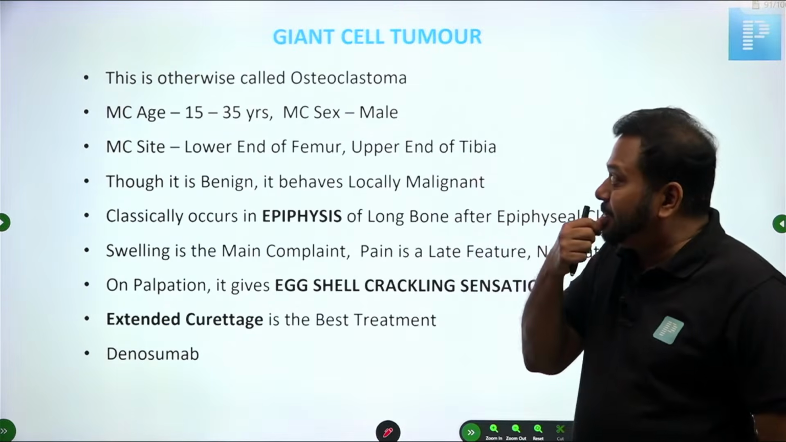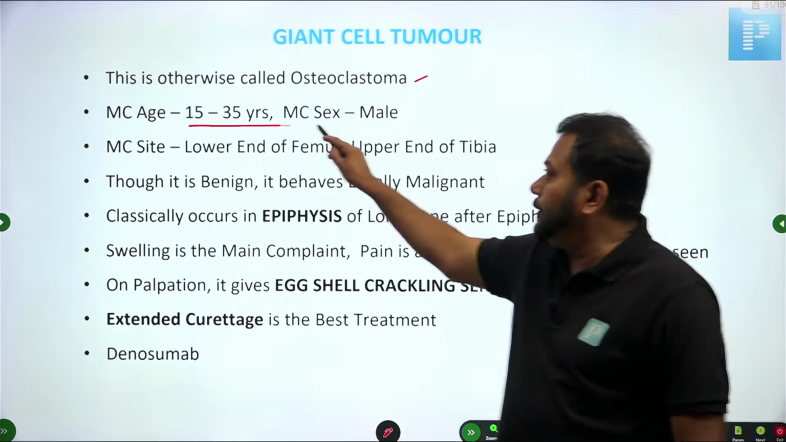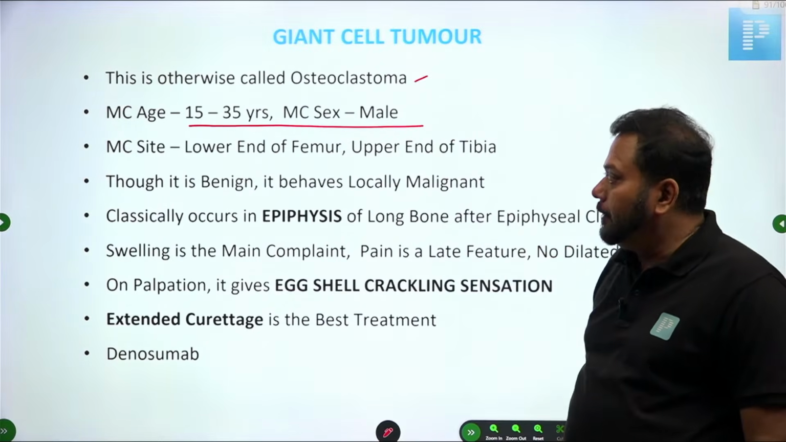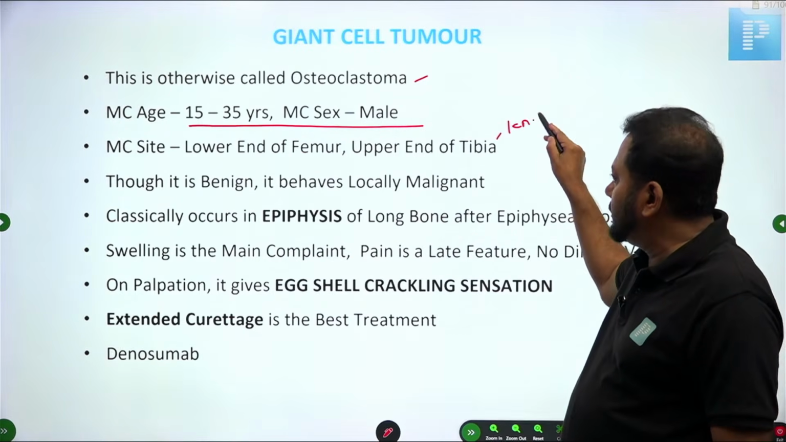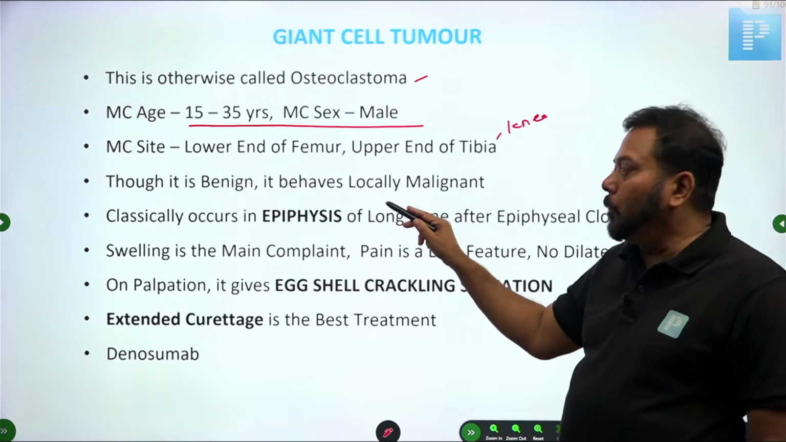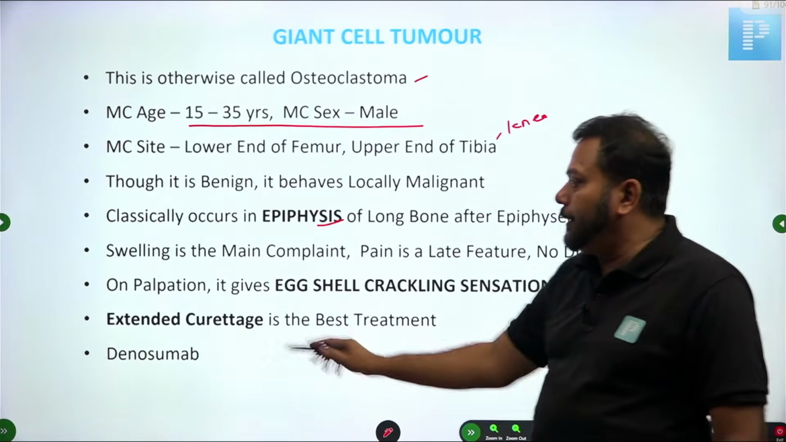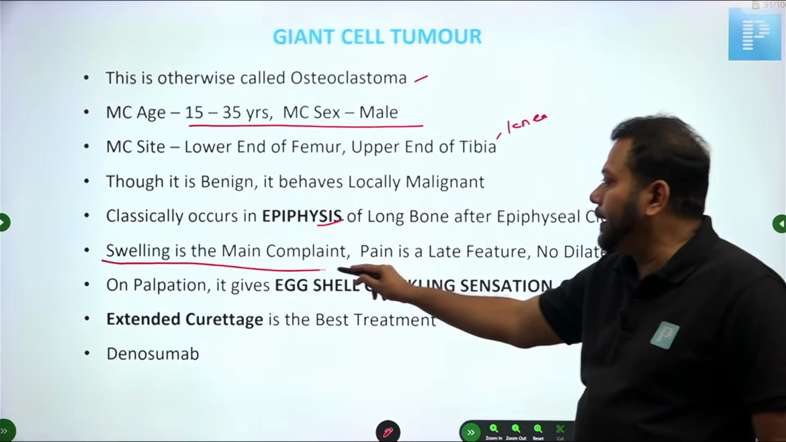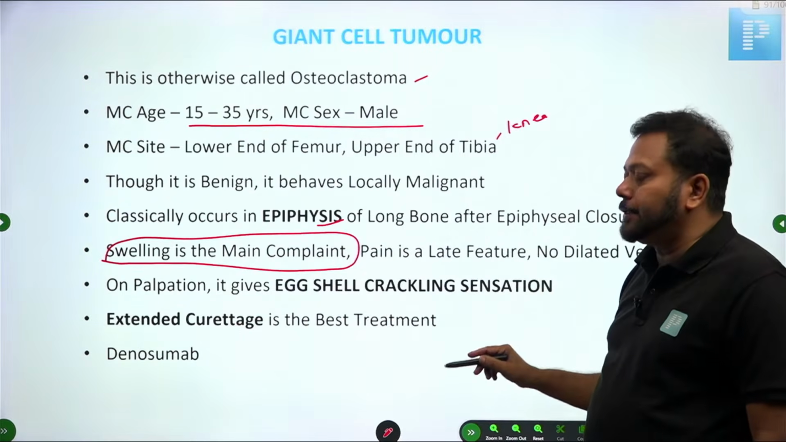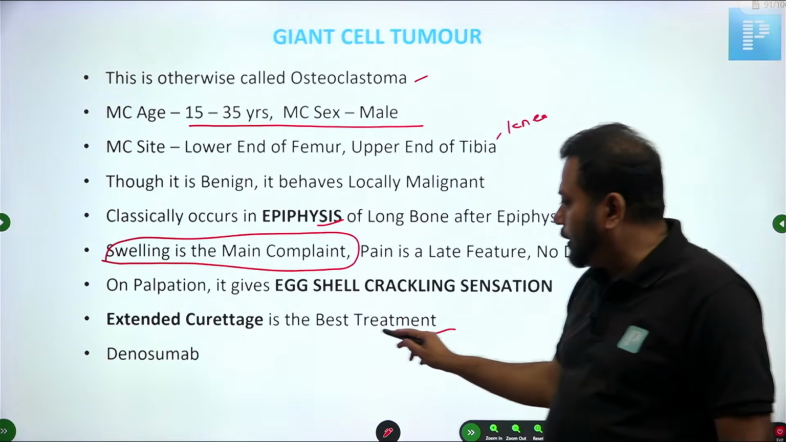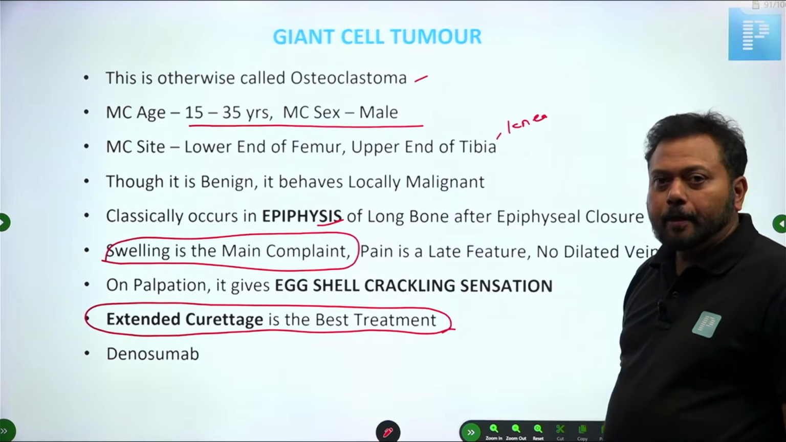See, giant cell tumor is otherwise called osteoclastoma. Age group is 15 to 35. Most common sex is male. Most common site is lower end of femur, upper end of tibia, again knee joint. This is benign, locally it acts malignantly. It arises from epiphysis. Swelling is the main complaint. On palpation, it gives eggshell crackling sensation. Extended curettage is the best treatment. So this again is surgery.